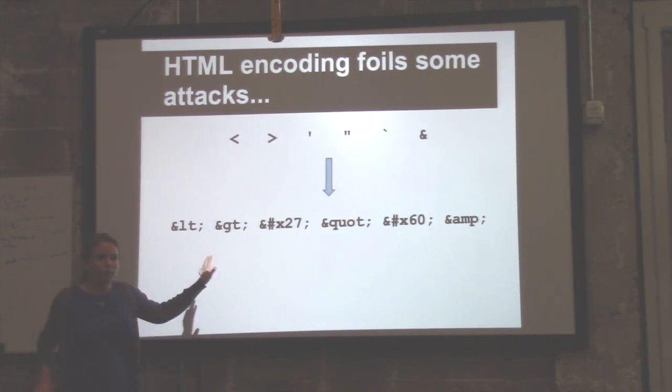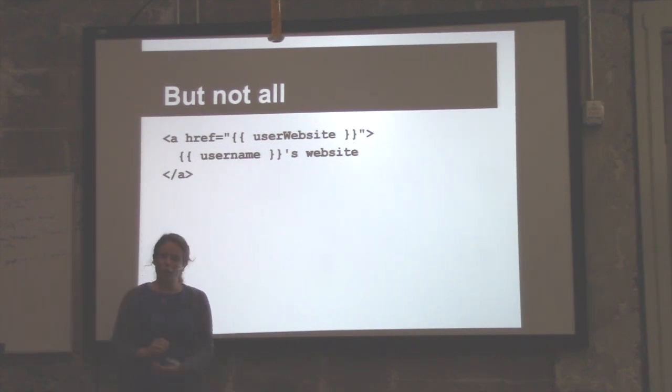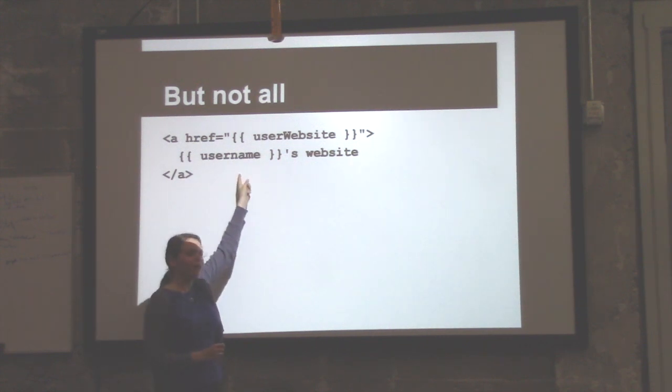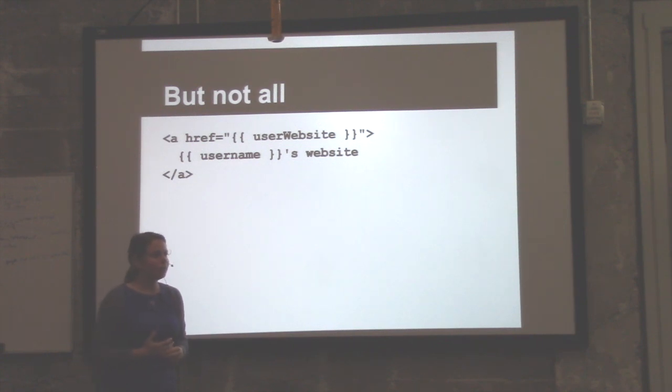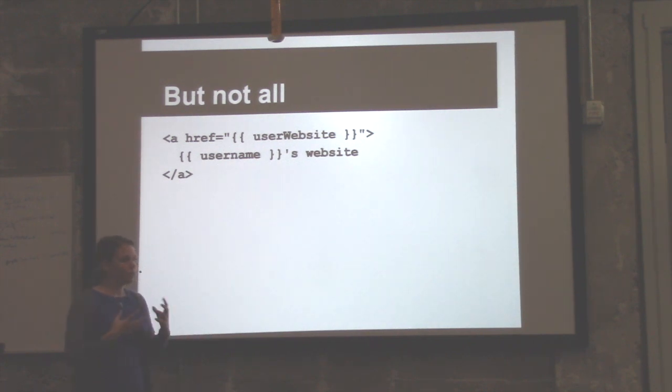So this is good for foiling the basic attacks. It doesn't foil all of them. So here's an example where we have a user profile, and the user gets to provide their username and the URL to their website. So if you can imagine Alice visiting an attacker's user profile, can anyone think of a value that the attacker could provide for their website that would result in some malicious JavaScript being executed in the user's browser, given that those HTML characters I showed are HTML encoded? Any guesses?